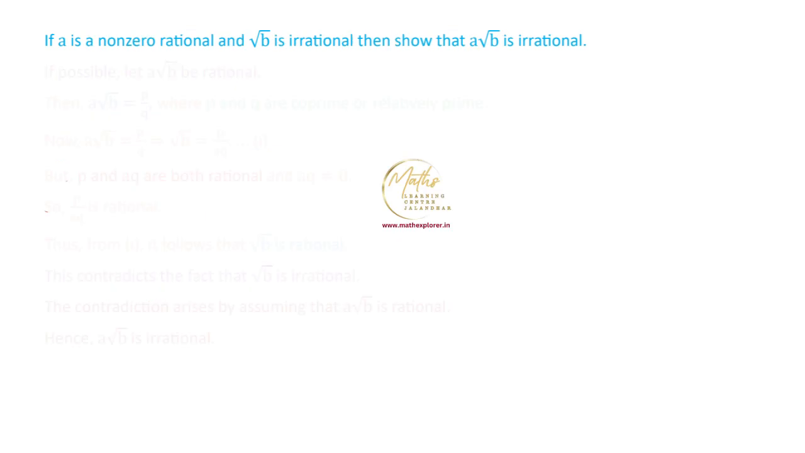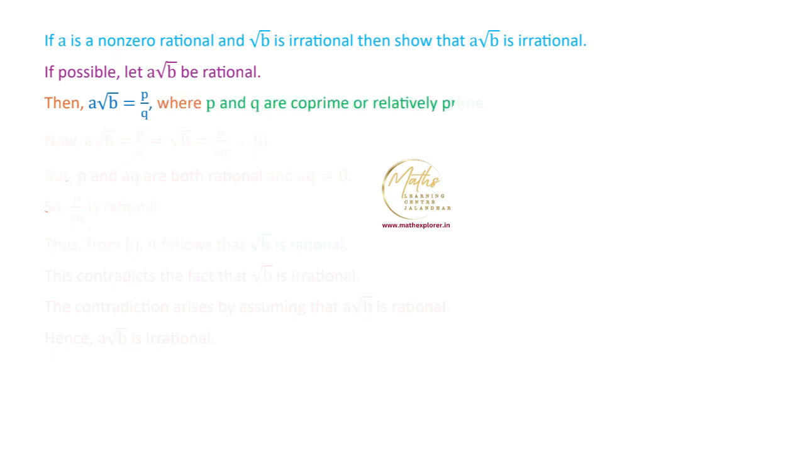Now the next question we have is: if a is a non-zero rational number and square root b is irrational, we have to prove that a square root b is irrational. So we prove this by the method of contradiction, and we suppose that the number a square root b is a rational number. Then we suppose its simplest form is p by q. Simplest form means p and q are co-prime or relatively prime, and p and q are both integers.